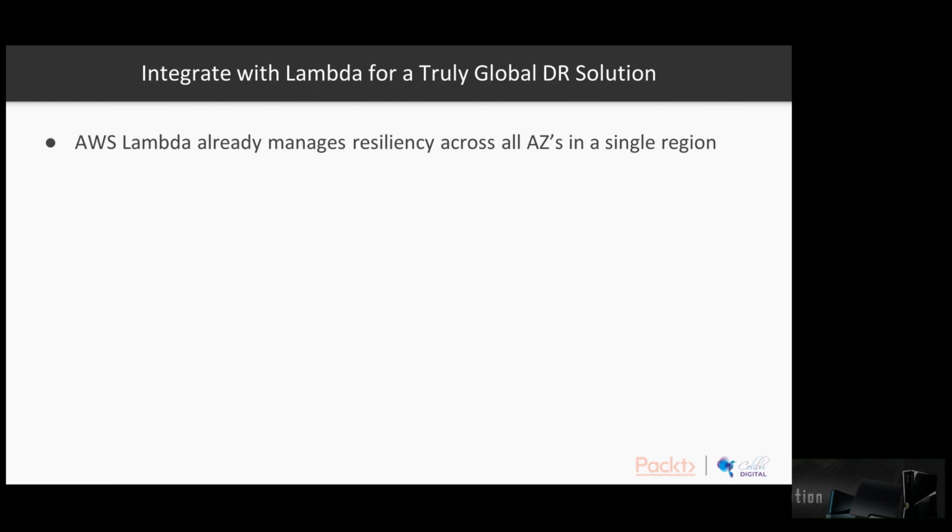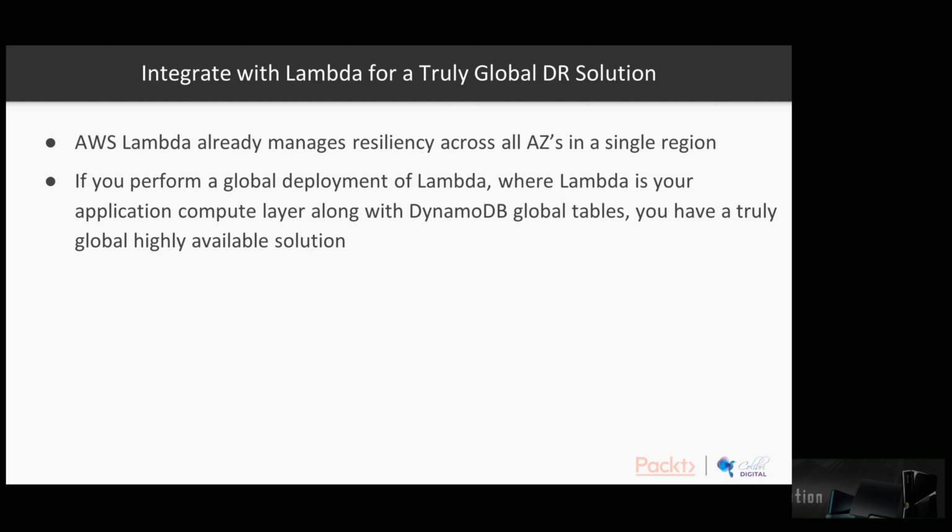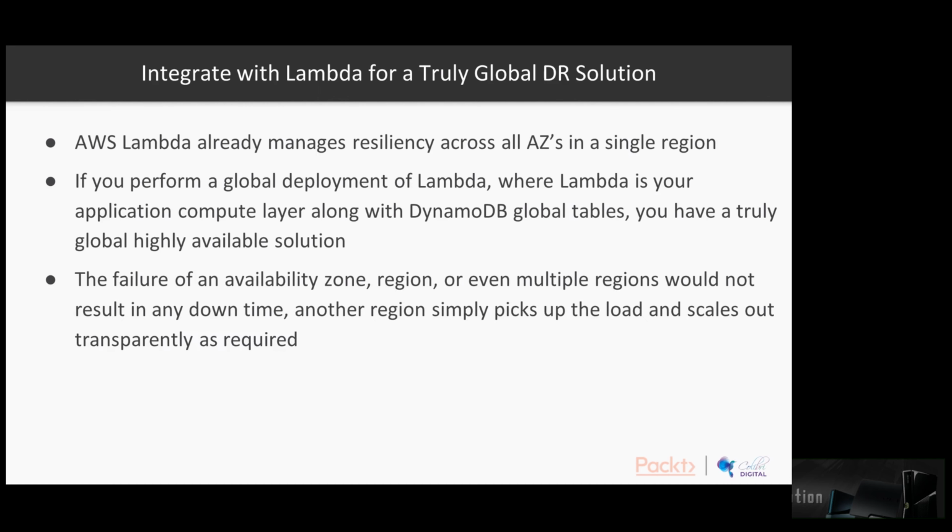And of course, you can integrate with Lambda for a truly global DR solution. AWS Lambda already manages resiliency across all availability zones in a single region. If you perform a global deployment of Lambda, where Lambda is your application compute layer, along with DynamoDB Global Tables, you have a truly global, highly available solution. And of course, the failure of an availability zone or a data center now is irrelevant to you. You won't even notice it. Even the failure of a region or multiple regions won't result in any downtime. Another region simply picks up the load and scales out transparently as required.